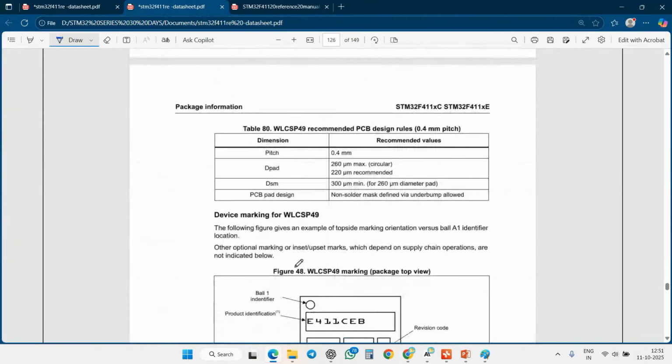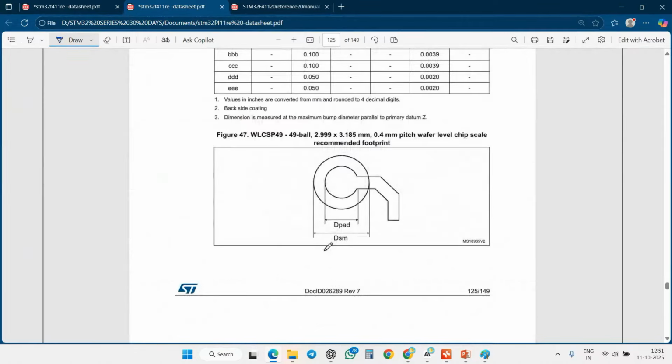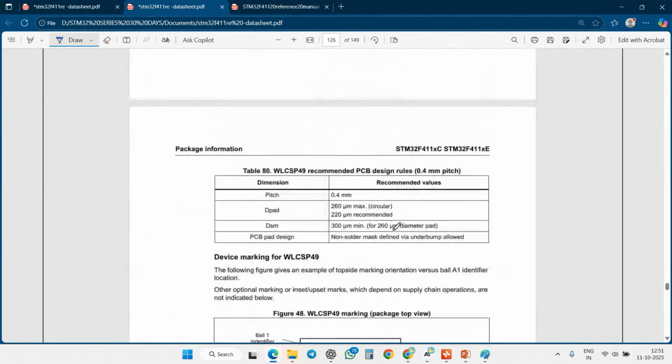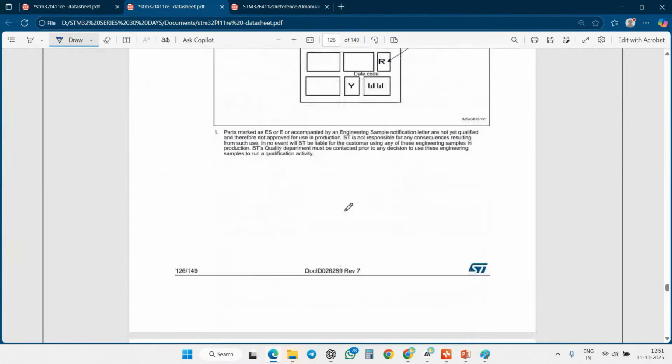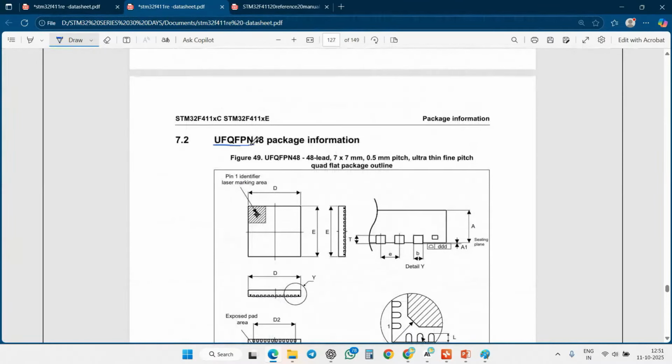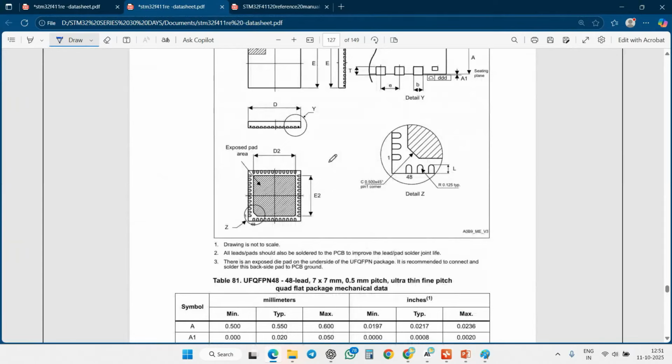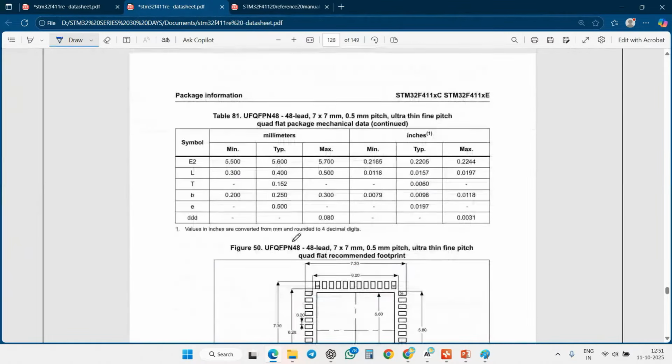And then the pad size and all. What is the pad size you're going to give? What is the pitch size you're going to provide? Everything they have given. And if you're trying to draw the ultra fine quad flat package, this is how you're going to draw it, for each and every pin size they have given as data.